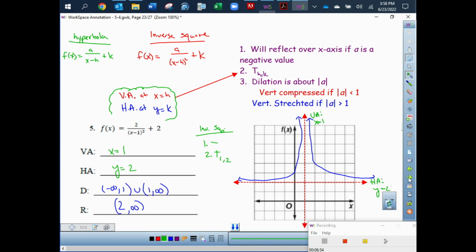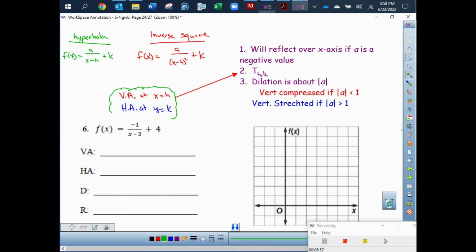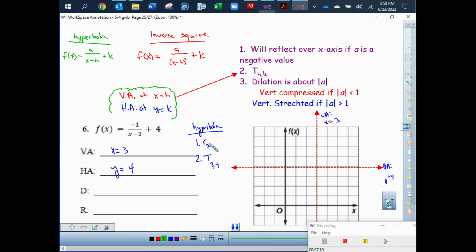So, cool. One more. Give it a try and see if you can do it all without me. Pause the video, recognize, 2-step, put the asymptotes in, find the branches, domain and range. This is a hyperbola. It has been reflected over the x-axis, translated 3 units right, 4 units up. Asymptotes, don't forget the VA and the HA. Where are the branches? Normal or not normal? Not normal. And there's your domain and your range, just like it's been. There's a nice little pattern.